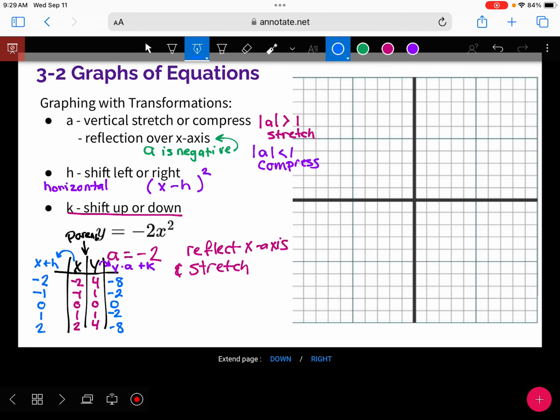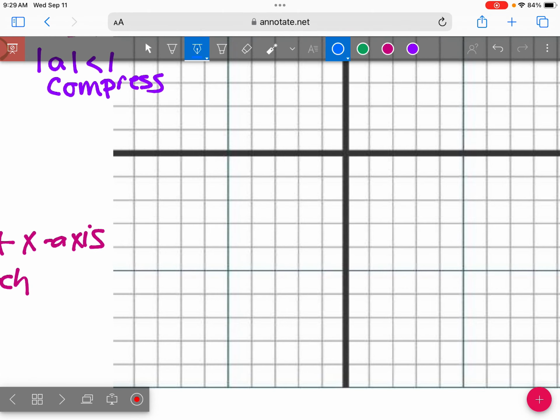So I'm going to plot up those blue points. X is on the left, my Y's are on the right. So -2, -8, which I know winds up off your graph because I only made you graphs up to 6. -1, -2, that one shows up on your graph.